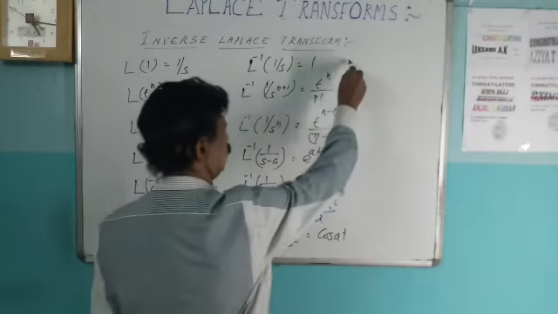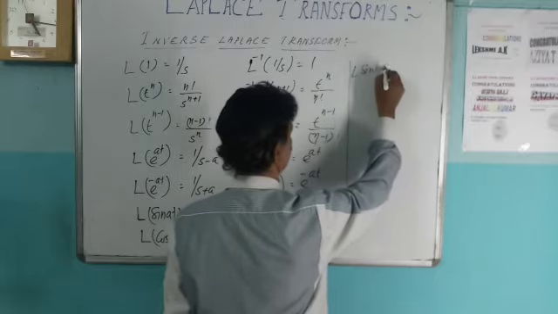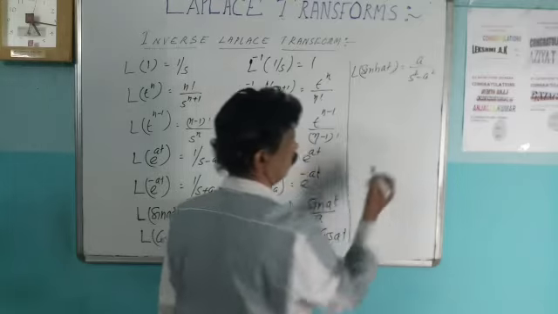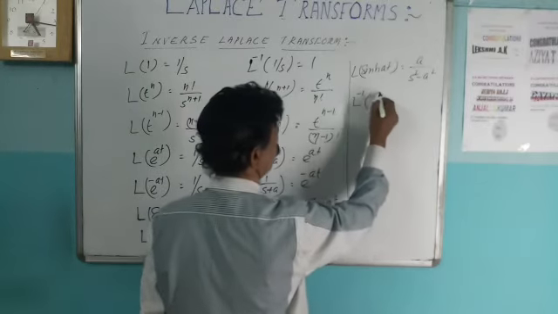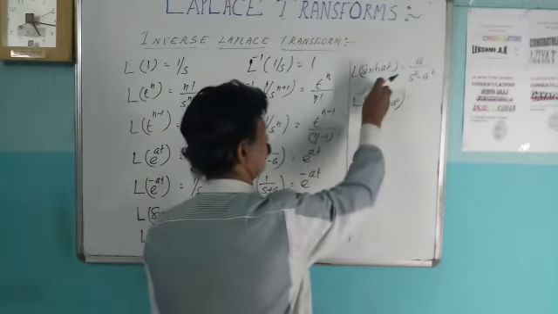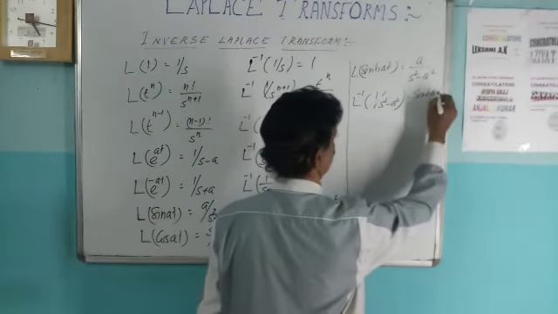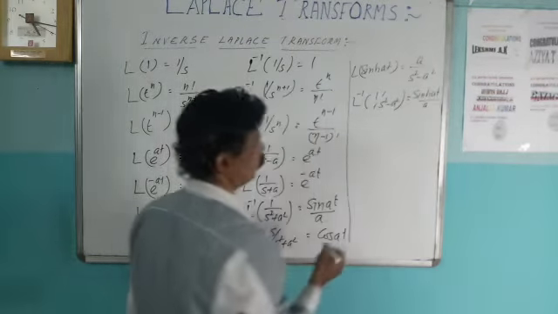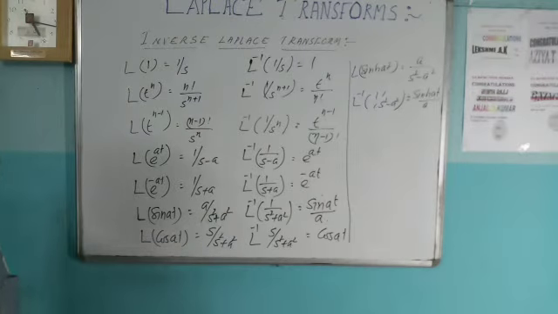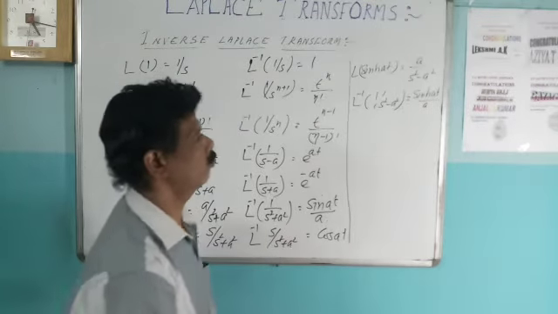Next, Laplace of sinh at equal to a divided by s square minus a square. Then Laplace inverse of 1 by s square minus a square equal to sinh at divided by a.